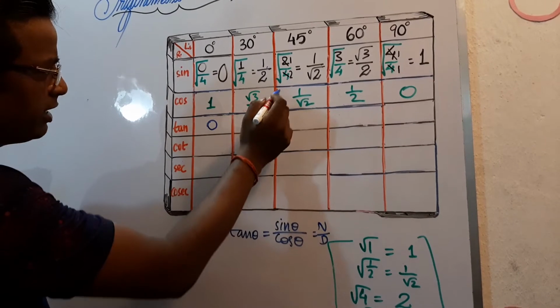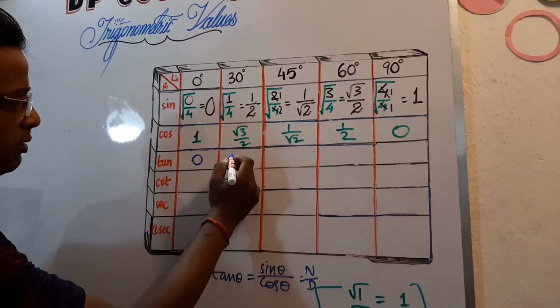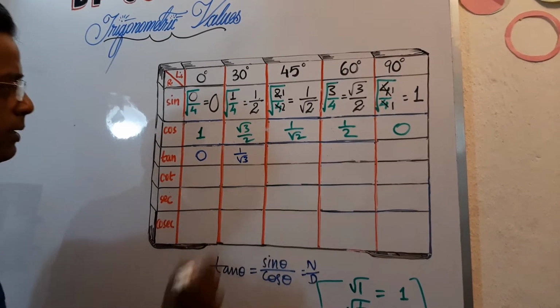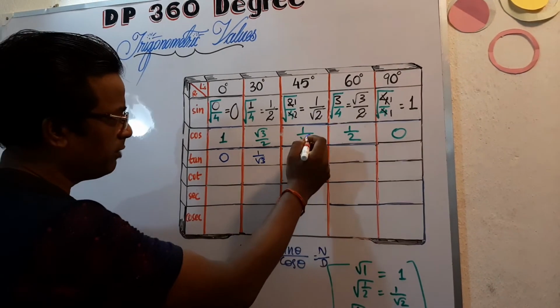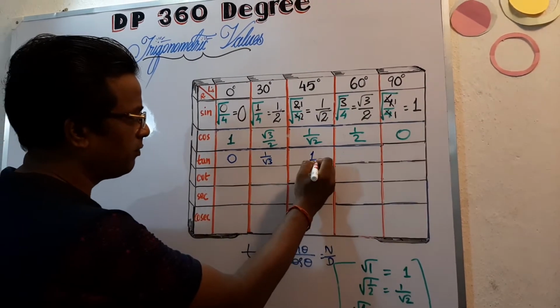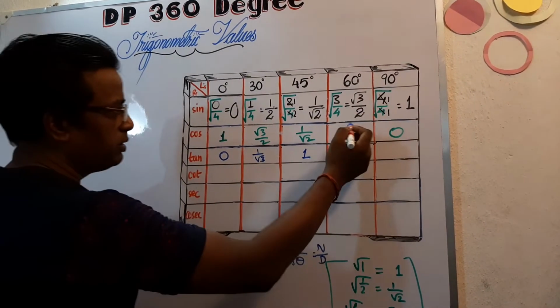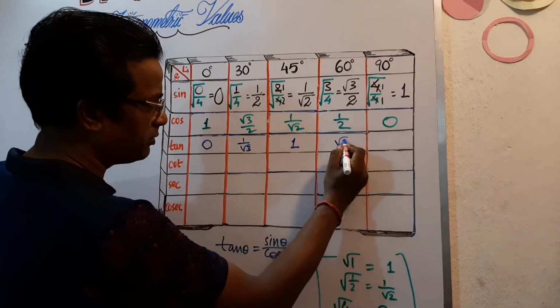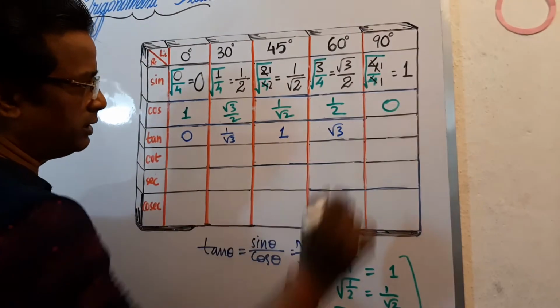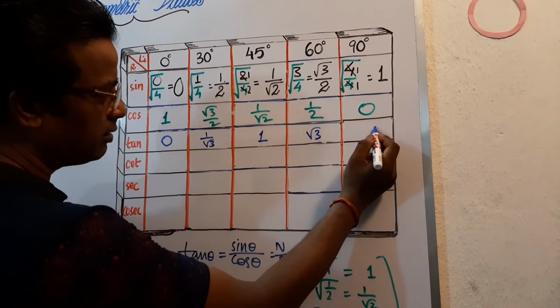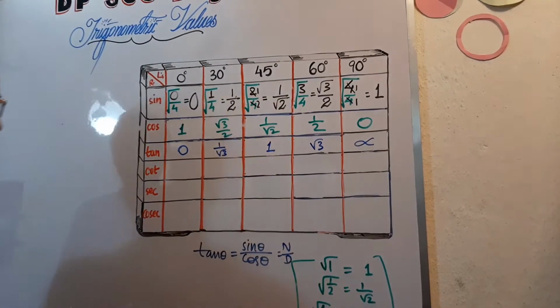1 by 2 divided by root 3 by 2, the 2 cancels out, and you get 1 upon root 3. 1 by root 2 divided by 1 by root 2 cancels out, and you get 1. Root 3 by 2 divided by 1 by 2 gives you root 3. You cannot divide 1 upon 0, so you write undefined here.